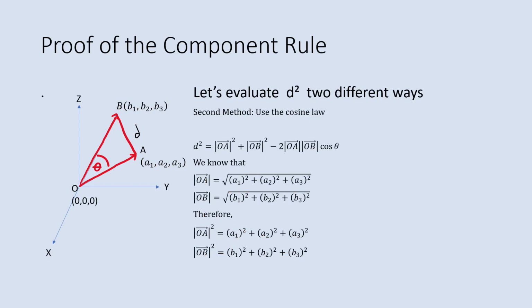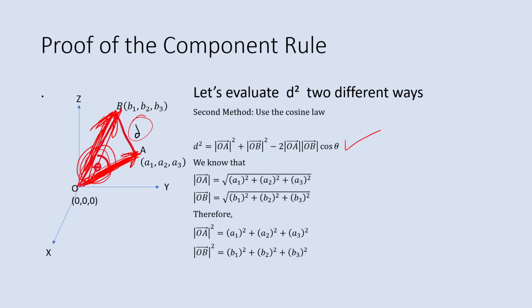Now, another way to determine the value for d squared would be to use the cosine law. Well, the cosine law tells us that d squared will be the vector OA's magnitude quantity squared, plus the vector OB's magnitude quantity squared, minus 2 times the magnitude of vector OA times the magnitude of vector OB times the cosine of the angle in between them. And that's what we've written out.